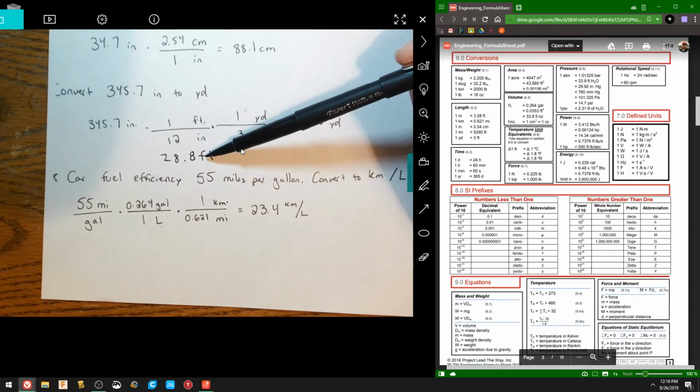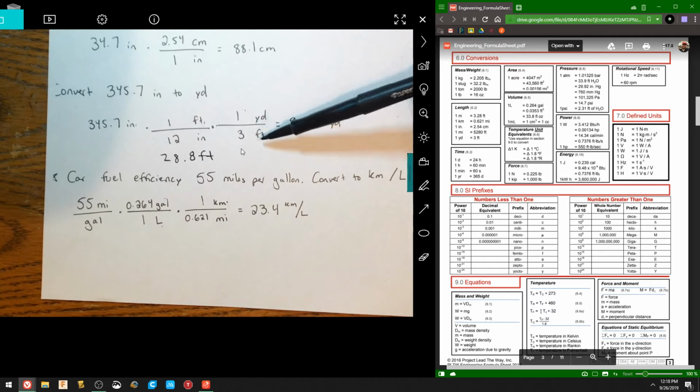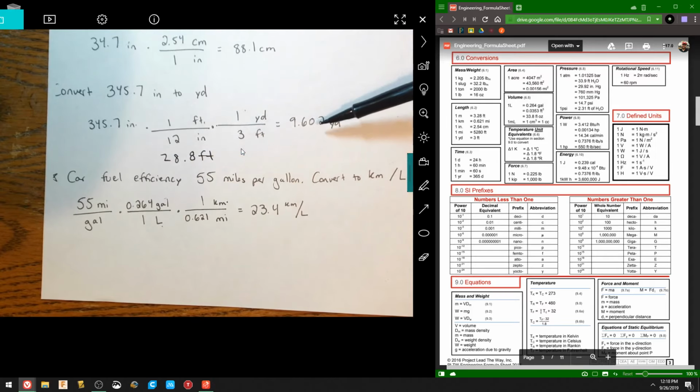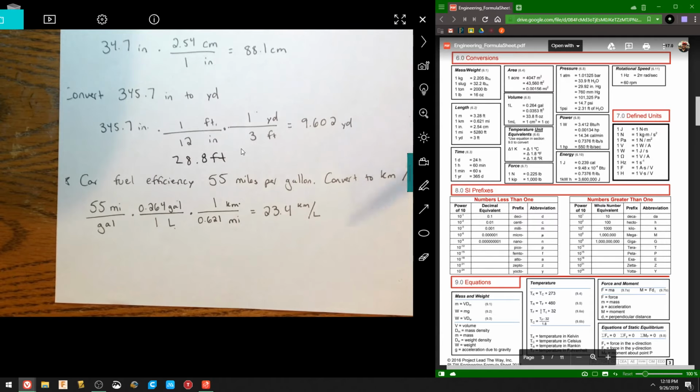Once you're in feet, that's what you're given. Your desired is yards. Then you go back to what you're given as feet. You divide, in this case, 28.8 divided by 3 to give you 9.602. And now because these are crossed out, you're left with yards and your answer. Make sense? The last one.